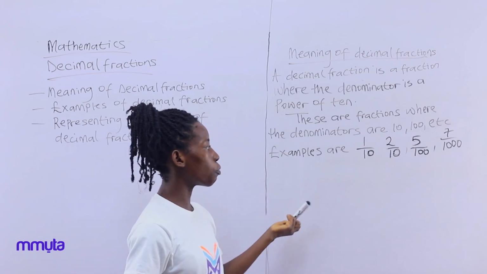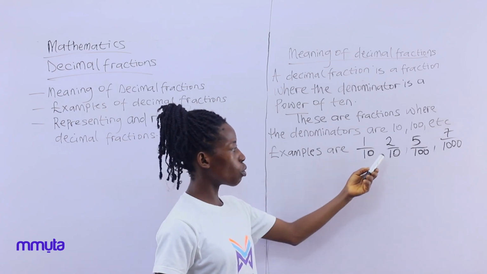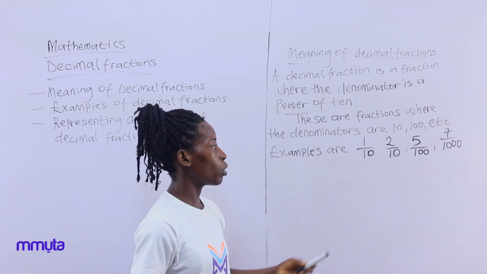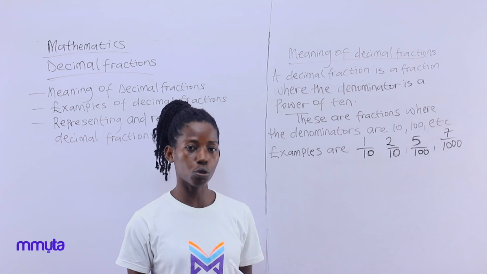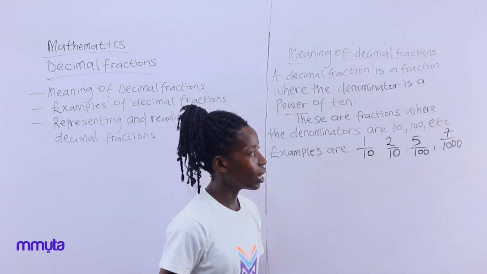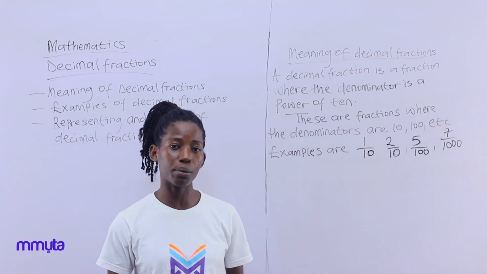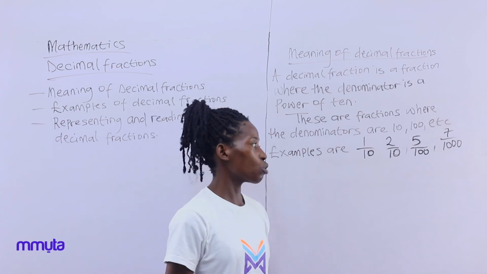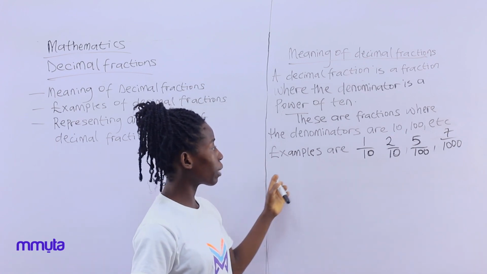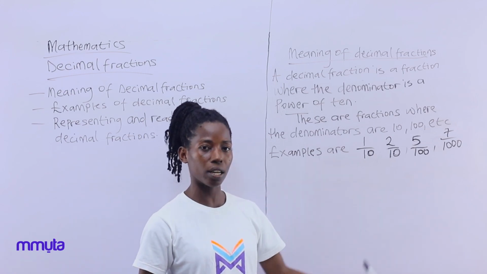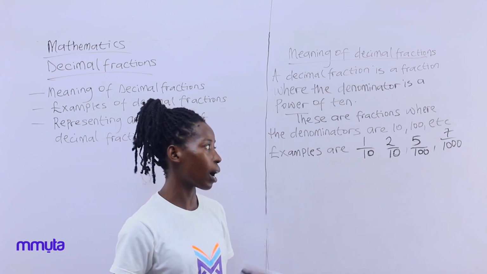Examples we have on the board: we have 1 over 10. The denominator here is what? A 10. We have 2 over 10 with the denominator of 10. We also have 5 over 100. Now 100 is 10 raised to the power of 2, and that makes it a decimal fraction. And we have 7 over 1000, where you have 10 times 10, 100. 100 times 10 will give you 1,000. So 1,000 is 10 raised to the power of 3. So this can still continue, as there are so many examples. Once the denominator meets this criteria, it is a decimal fraction.